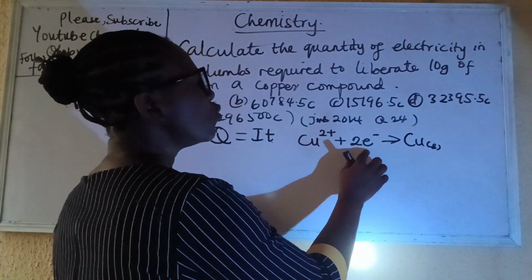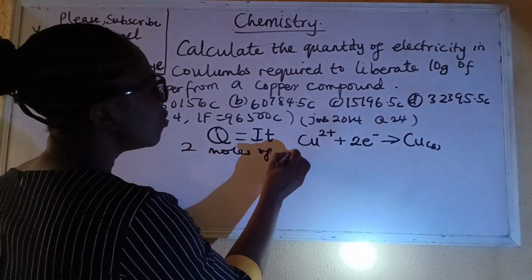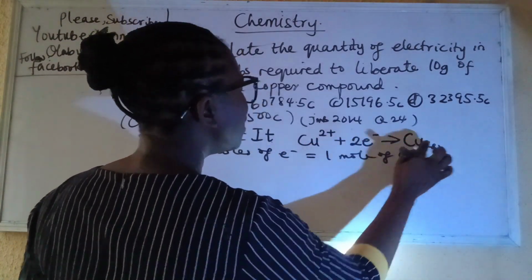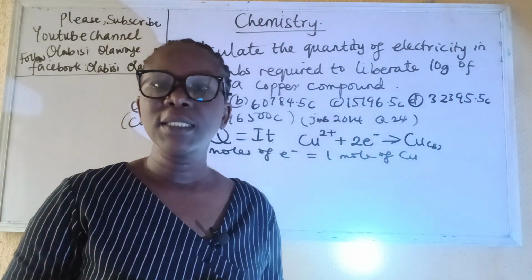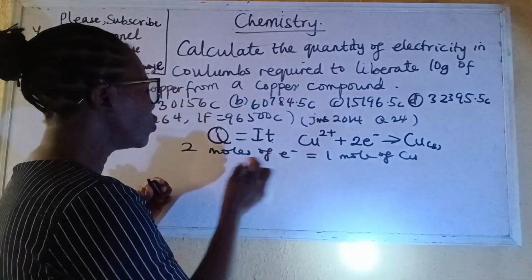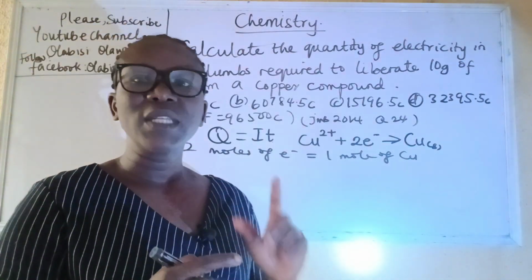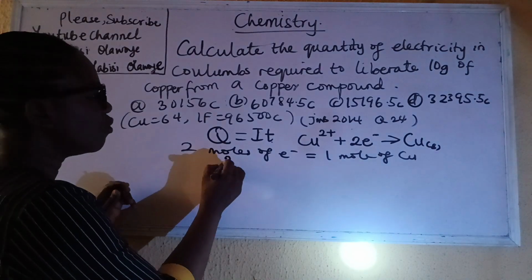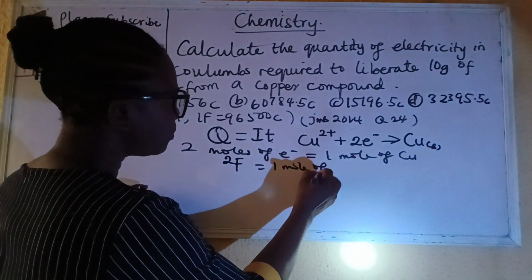So it requires 2 moles of electrons to liberate or to produce 1 mole of copper from this half reaction. And 1 mole of electron is equivalent to 96,500 coulombs. So 2 moles of electrons is 2 multiplied by 96,500 coulombs, because that is 2 Faradays. 1 Faraday is 96,500 coulombs. So we have 2 Faradays here producing 1 mole of copper.